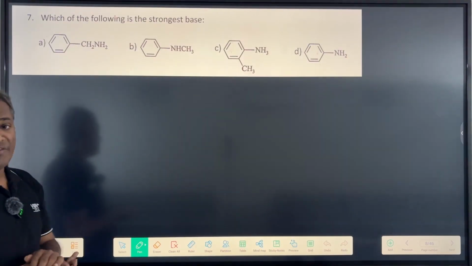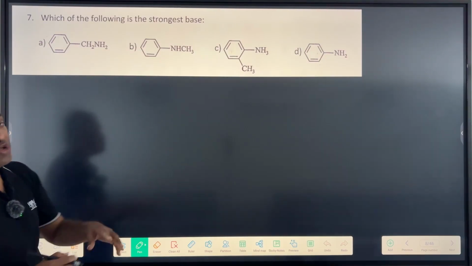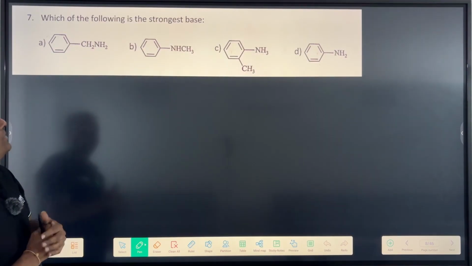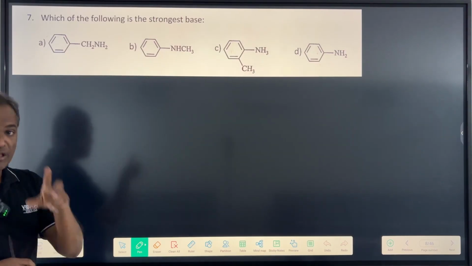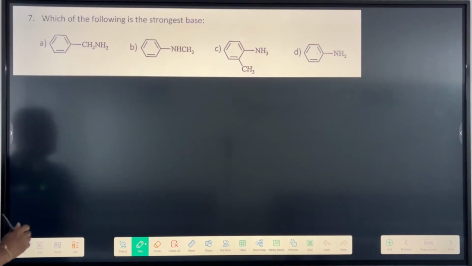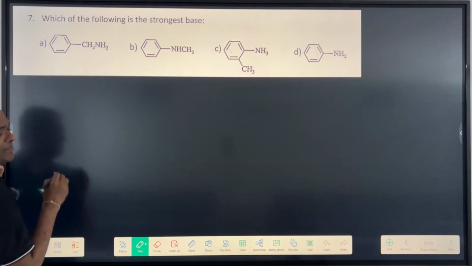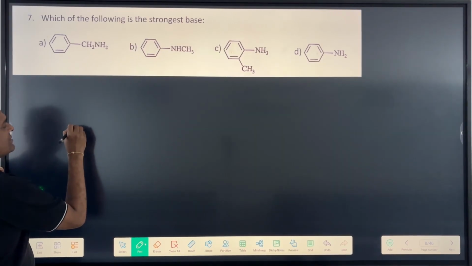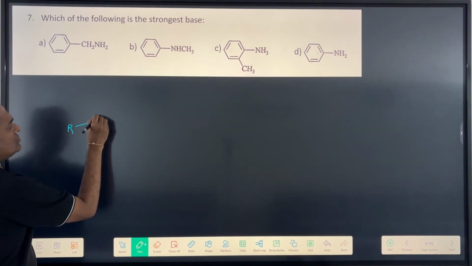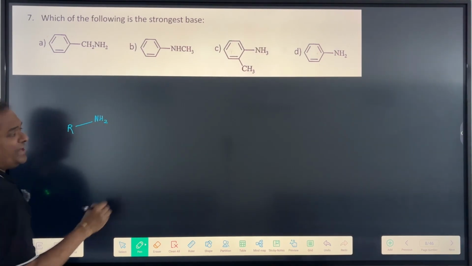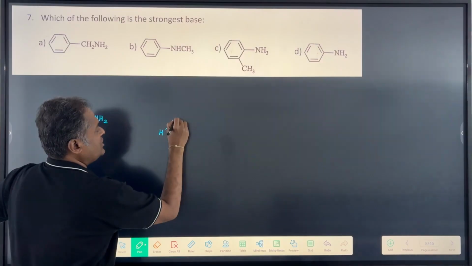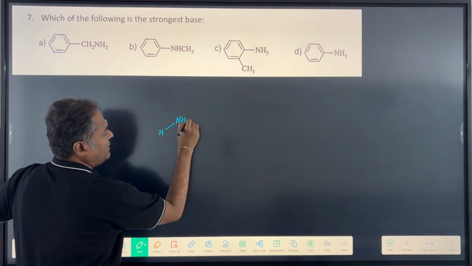Now here, child, they have given one question which is very simple, based on basicity. What they have given is: which of the following is the strongest base? Before we start, child, if you remember, I had told you one concept: whenever you have an R attached to NH2, whenever you have an H attached to NH2, let's take ammonia also for comparison.